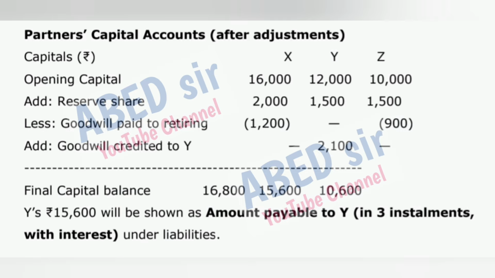Partners' capital accounts, after adjustments. Capitals, X, Y, Z. Opening capital 16,000, 12,000, 10,000. Add, reserve share 2,000, 1,500, 1,500. Less, goodwill paid to retiring partner, 1,200, 900. Add, goodwill credited to Y, 2,100. Final capital balance 16,800, 15,600, 10,600. Y's 15,600 rupees will be shown as amount payable to Y in 3 installments with interest under liabilities.